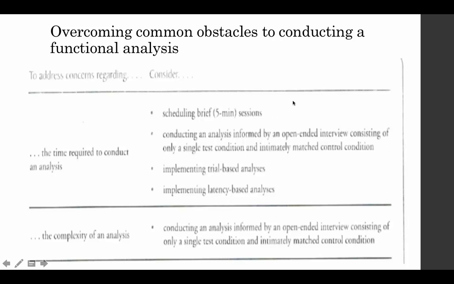You can conduct an analysis as Hanley suggests, and some of the studies we read suggest, that is informed by an open-ended interview. And so therefore, you're basing it on indirect and/or direct assessments, and now you don't have to run as many conditions because now you're hypothesizing that there's some aspect of this condition and some aspect of this, but I don't need to run an attention condition. I don't need to run a tangible condition. I have narrowed it down to this area, so you likely could just run 2 conditions. You can implement those trial-based analyses.